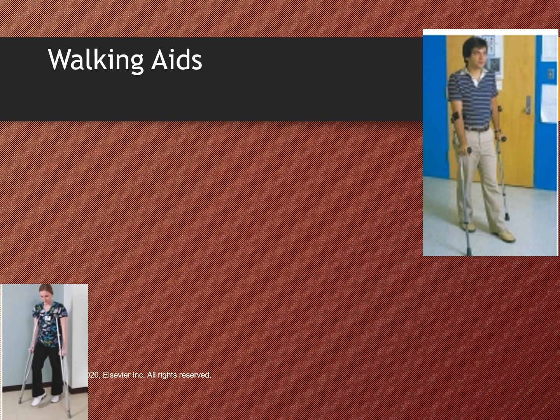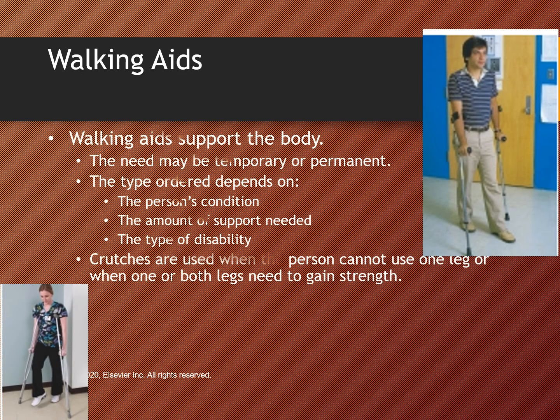Walking aids, as you can see, you have the person on the left in the corner, and she has crutches. Walking aids support the body. They may be needed temporarily or permanently. The type ordered depends on the person's condition, the amount of support needed, and the type of disability.